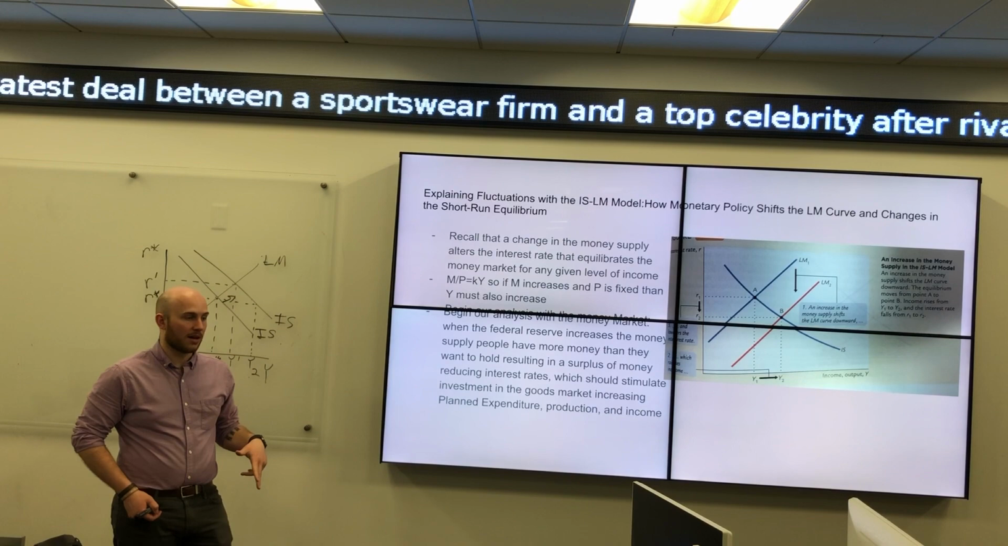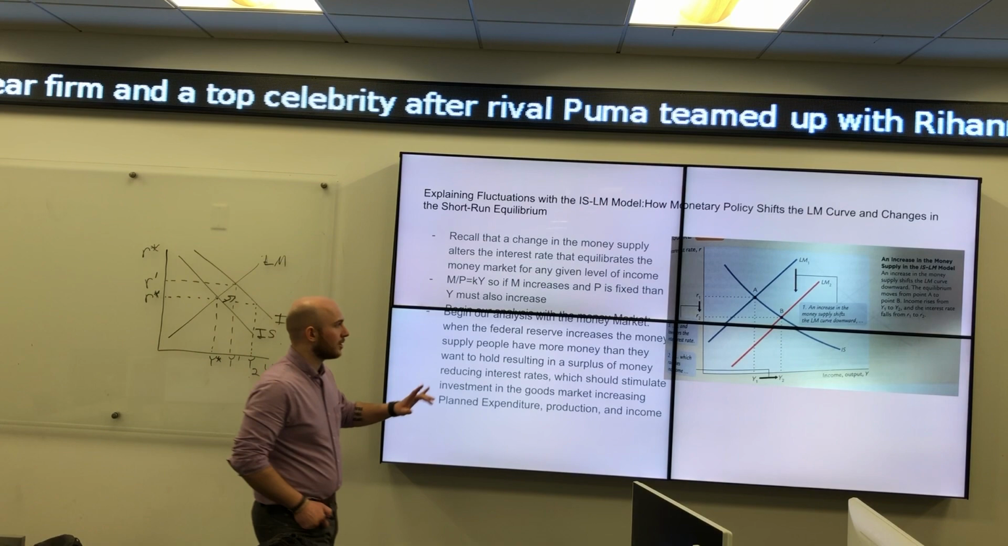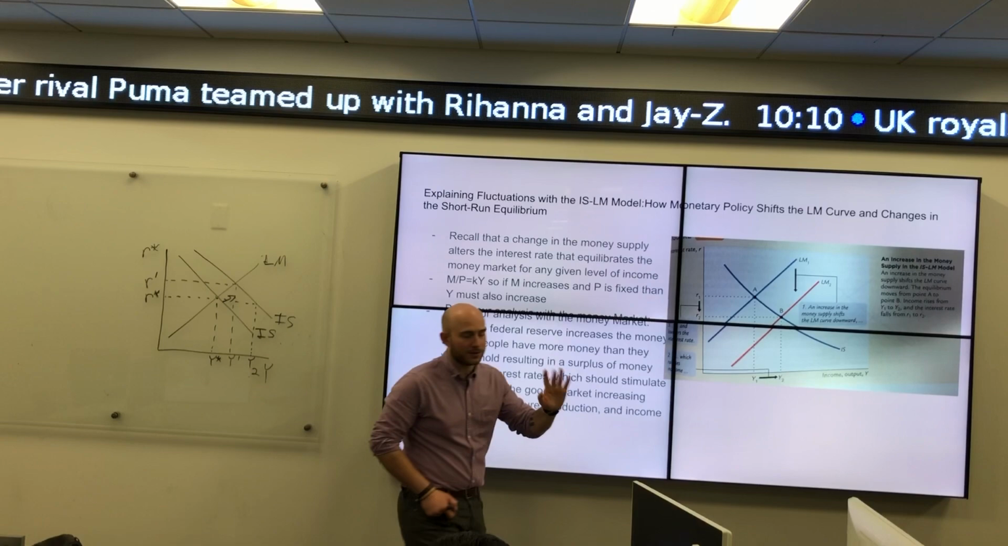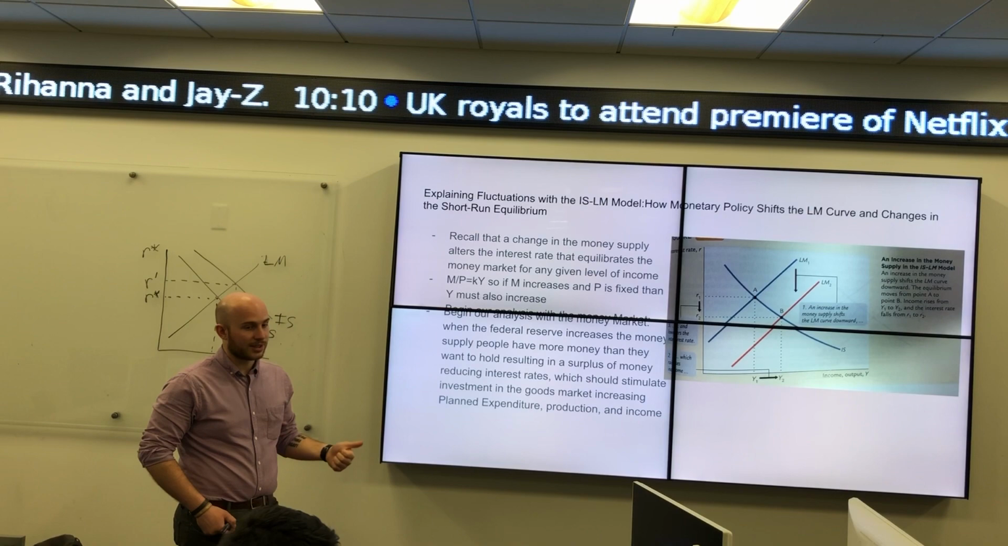This is different from a shift in the IS curve, because when our investment saving curve shifted to the right, we saw an increase in income, but an increase in interest rates. Here we're seeing a decrease in interest rates and an increase in income.